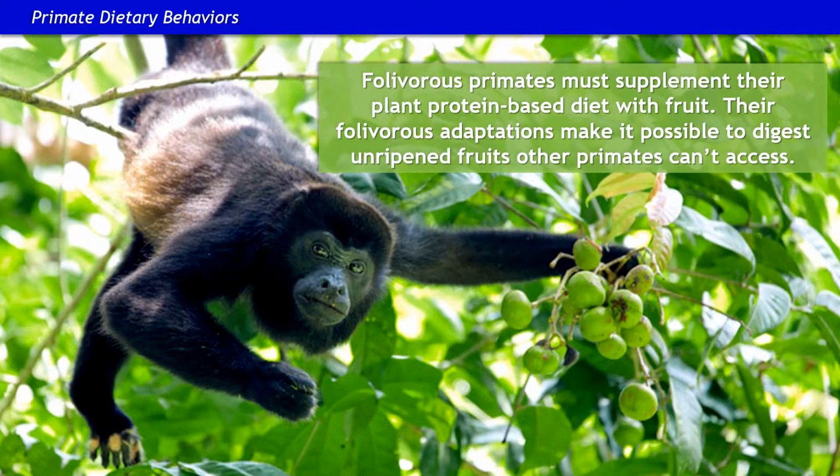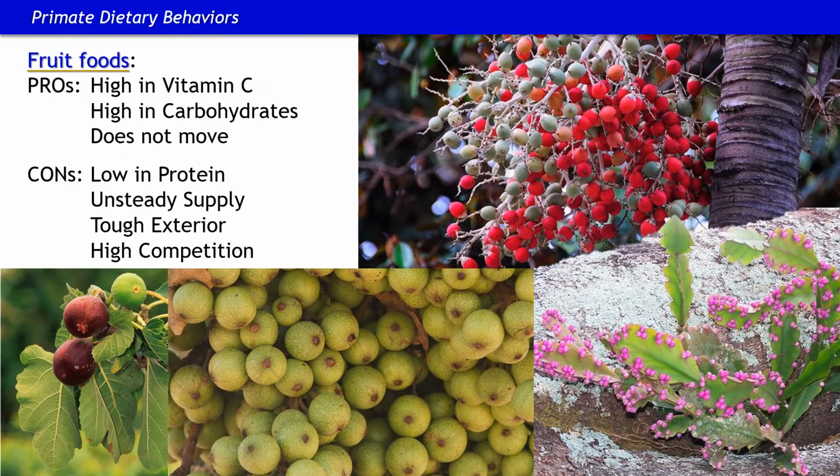Folivorous primates must supplement their plant protein-based diet with fruit. Their folivorous adaptations make it possible to digest unripened fruit other primates can't access.